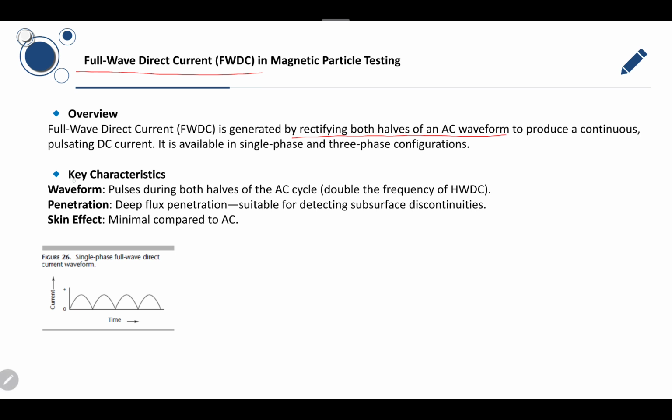Next we discuss the key characteristics. First one is waveform. It pulses during both halves of the AC cycle, effectively doubling the frequency compared to half wave DC.